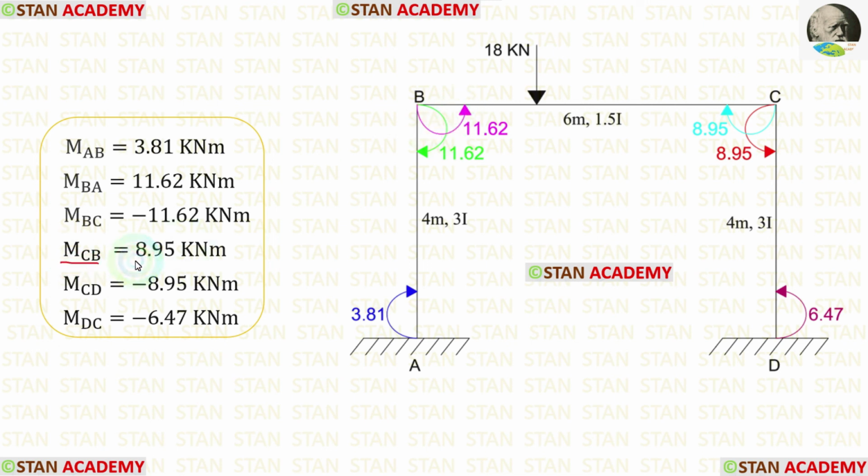For MCB, we got a positive value. That means it is acting in the clockwise direction. For MCD, we got a negative value. That means it is acting in the anti-clockwise direction. Finally, for MDC, we got a negative value. That means it is also acting in the anti-clockwise direction.